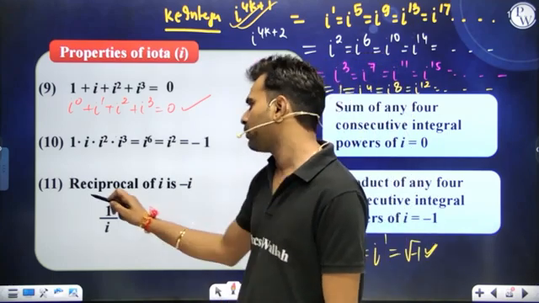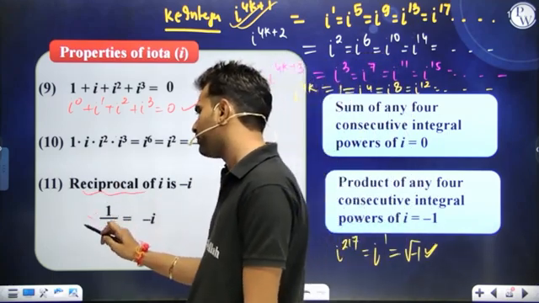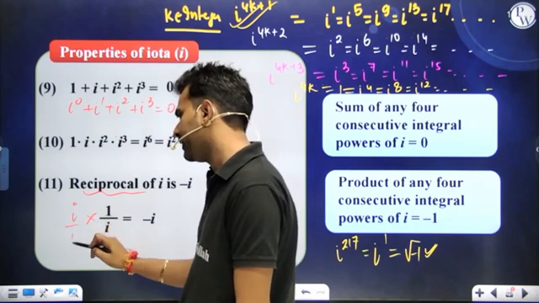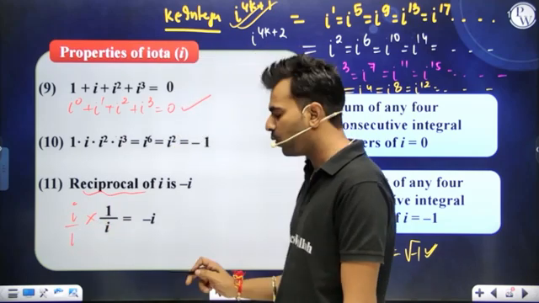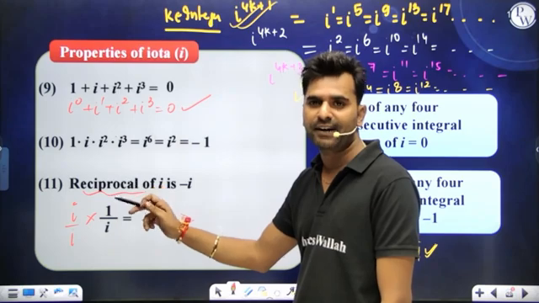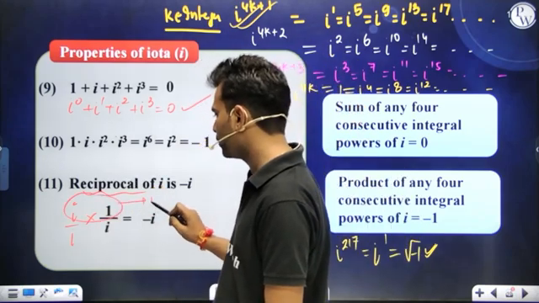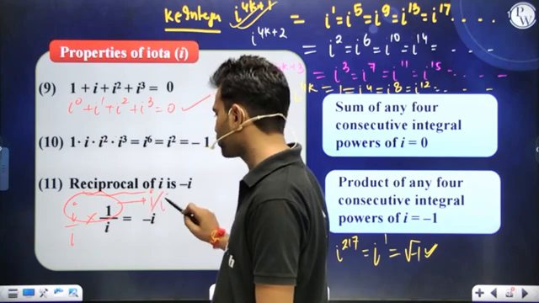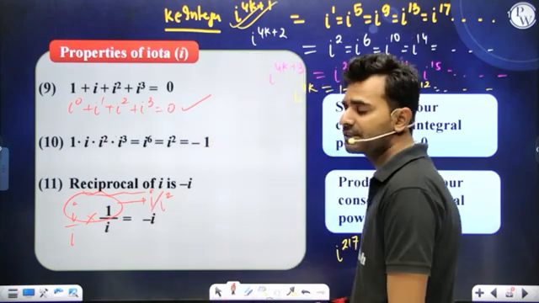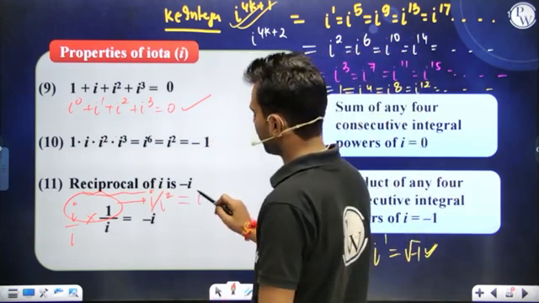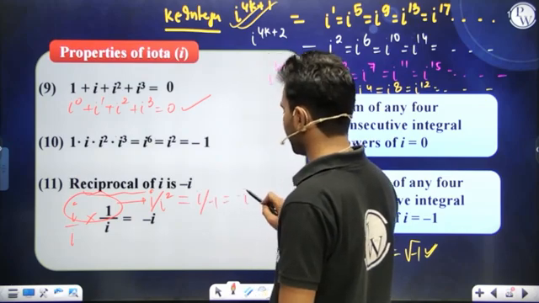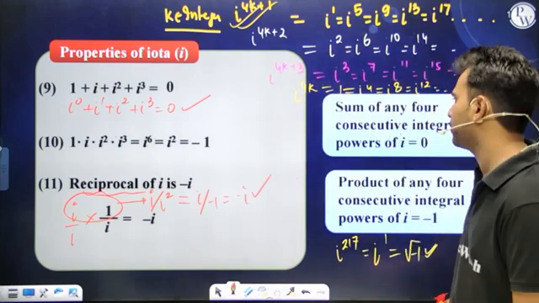The reciprocal of iota: I need to calculate the value of 1 by iota. Now what I'll do is I'll multiply and divide by iota. In the numerator it is going to be 1 into iota, that is iota, and the denominator is going to be iota square, and iota square is nothing but minus 1, so this can be written as iota over minus 1, or again it can be written as minus iota. So I hope you guys are clear with this.